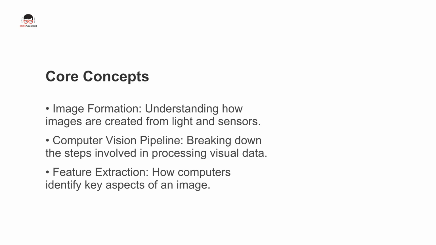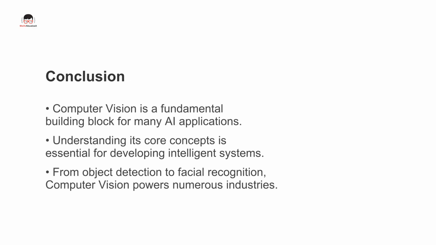Exactly. And once we've filtered out irrelevant information, we can use feature extraction techniques to identify key aspects of the image. In conclusion, we've explored the basics of computer vision and how it enables computers to perceive and understand the world around them. Dr. AI Expert, summarize your key takeaways from this conversation. Computer vision is a fundamental building block for many AI applications, including image recognition, object detection, and facial analysis. It's based on deep learning techniques that allow computers to interpret visual data from images or videos.